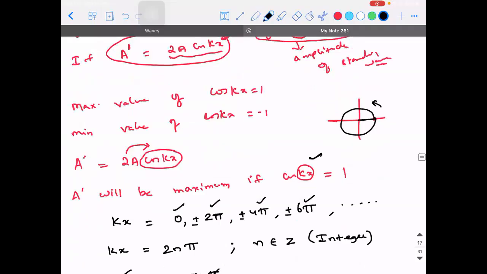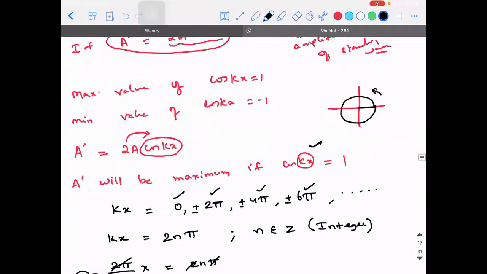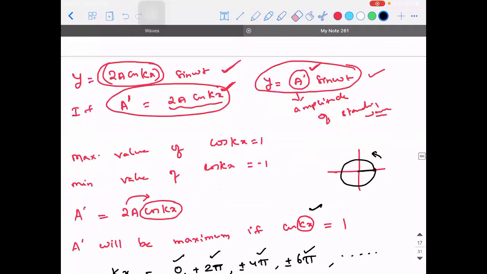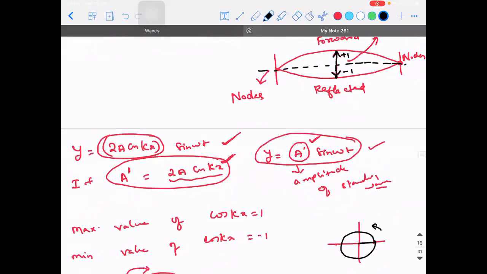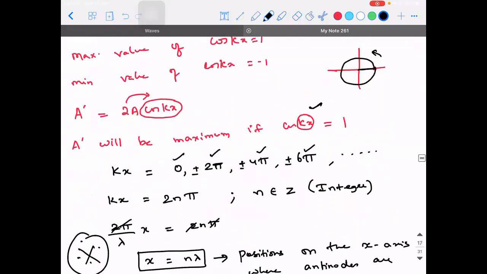So guys, I'm extremely sorry. One small correction that I have to make is, if I take this as a line, wait, try to understand. This involves a lot of maths, so concentrate. If I take this direction as +1, this direction will be -1. So when I talk about antinode, cos kx need not be 1 alone. It has to be plus or minus 1. I'm sorry about it. Did you guys understand?